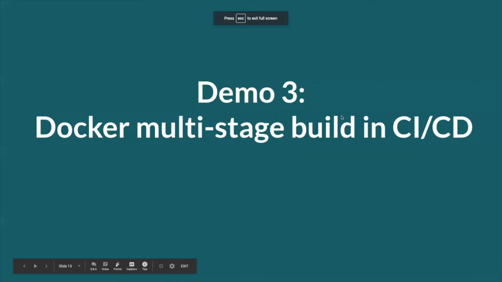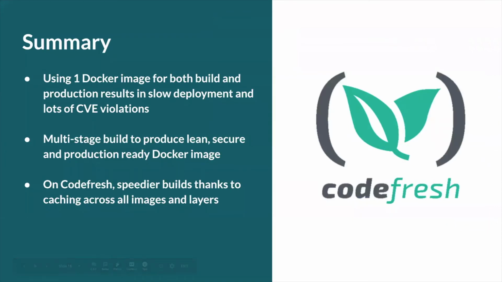This we already talked about. And then just to summarize, we saw that using one Docker image for both the build and production will result in slow deployment and lots of CVE violations. So that's in terms of security, but also slow deployment, and that's because the images can be very, very big. Multi-stage build can then produce lean, more secure, and production-ready Docker images because it will not contain any unnecessary tools like test frameworks, build tools, compilers, Git and stuff like that.